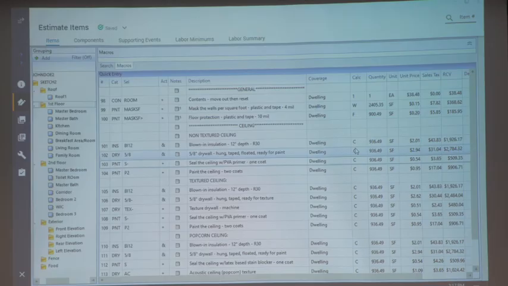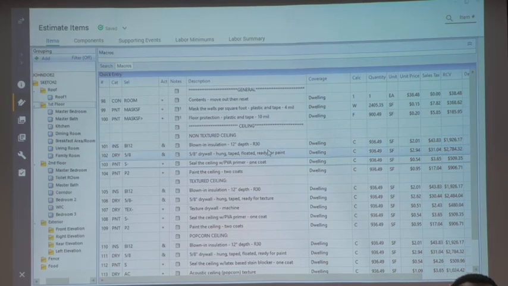Ceiling damage or wall damage. So even if it's less than 4 feet, we just make it 4 square feet? That's correct. 4 square feet will be your minimum. Go up from there.